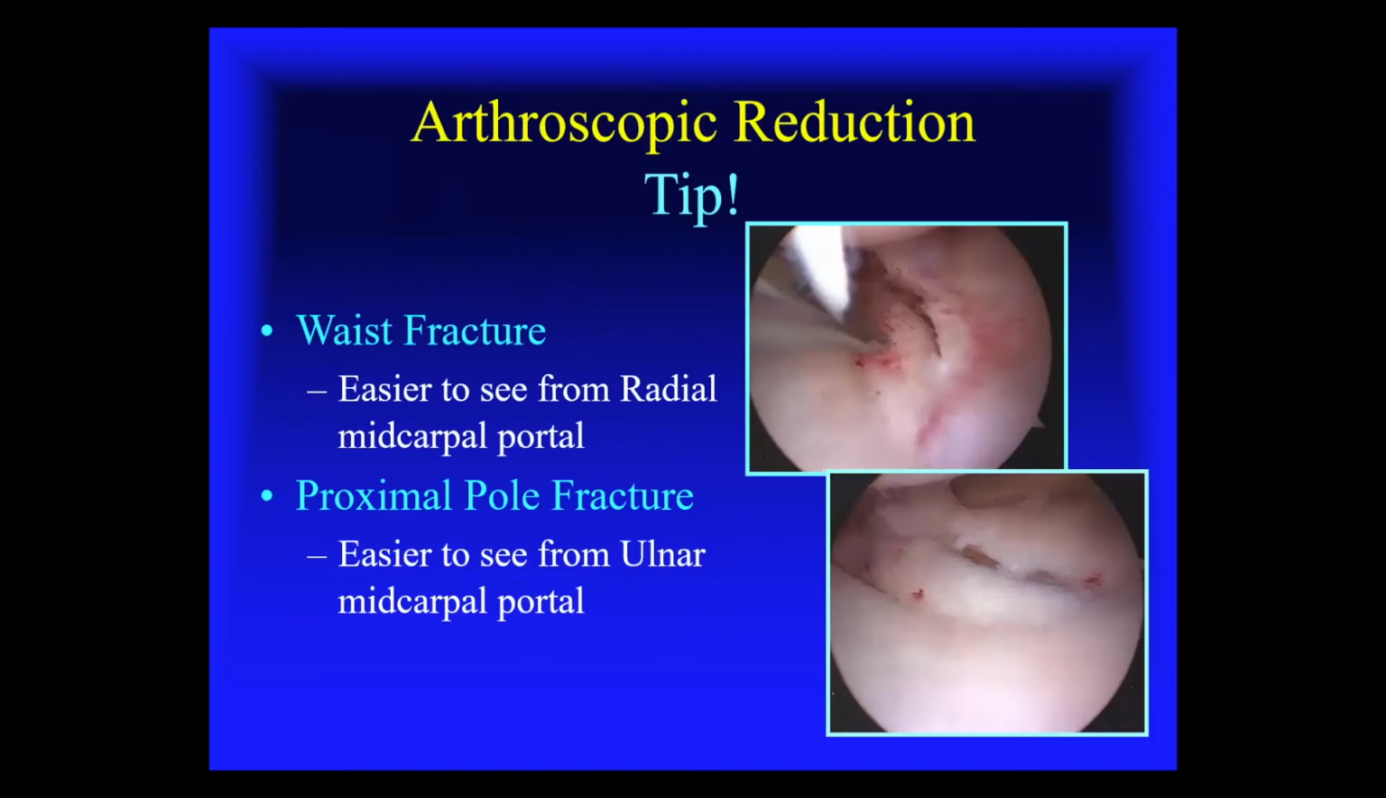If you do these arthroscopically, the best place to look at your reduction is with the scope in the midcarpal space. So if you have a waist fracture, it's best to see it from the radial midcarpal portal. If you have a proximal pole fracture, you can check your reduction from the ulnar midcarpal portal looking across the wrist.